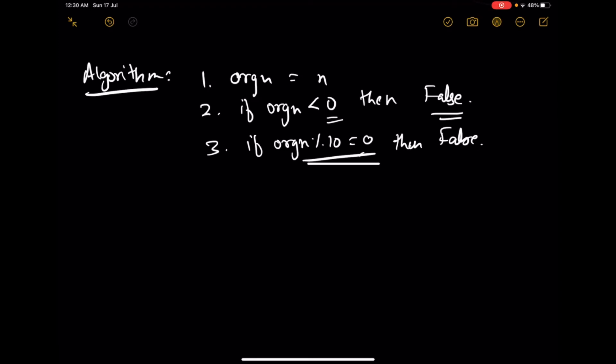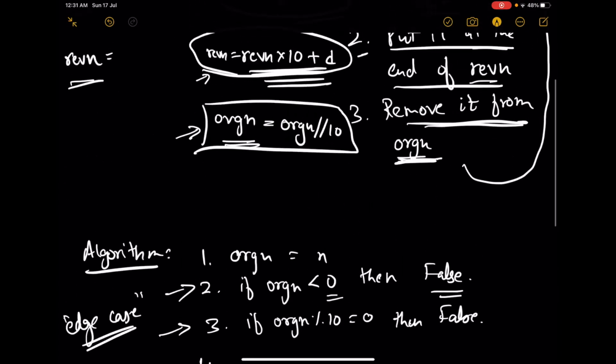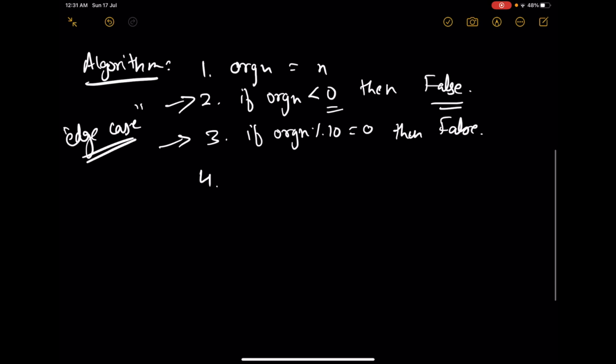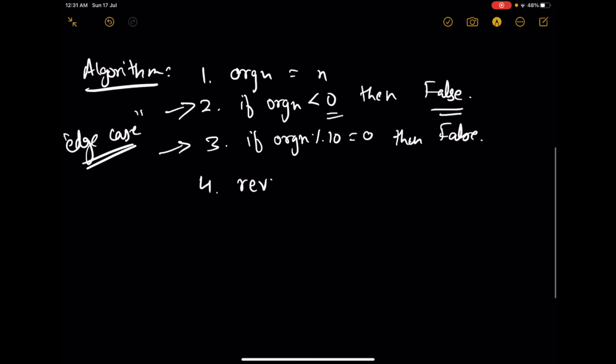Okay, so now, after dealing with these two special cases, or also known as edge cases sometimes, we can get to our main program, which is executing these 3 steps in a loop. Okay, so to do that, we also need to initialize rev n to 0, right? So rev n is the number that will store our reversed input.